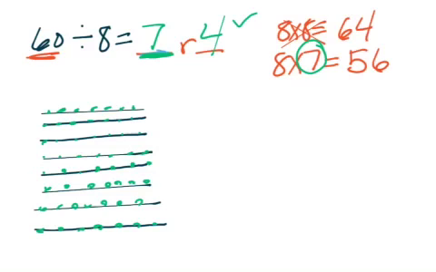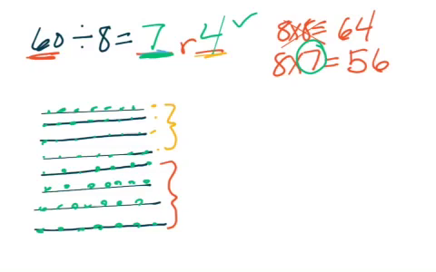Okay, so she has 7 of those on each row. Now, my remainder here says, oh, well, she has 4 that are left over. If she adds these to the end of her rows, now these rows right here aren't equal anymore to the rows that are down here. So she can't do that.